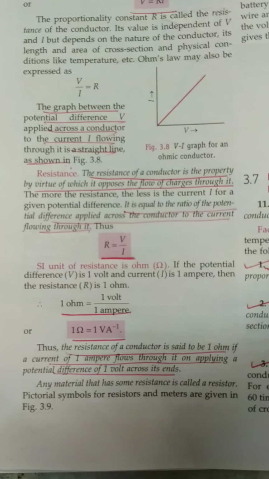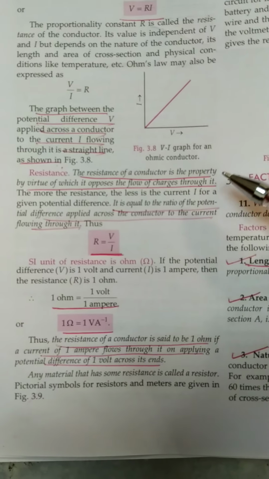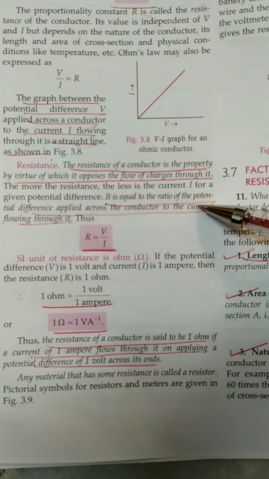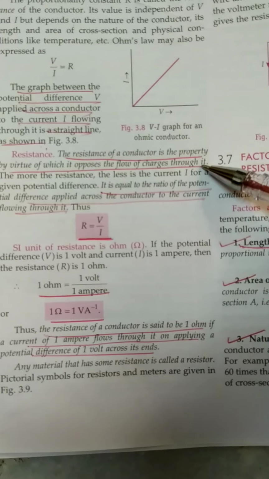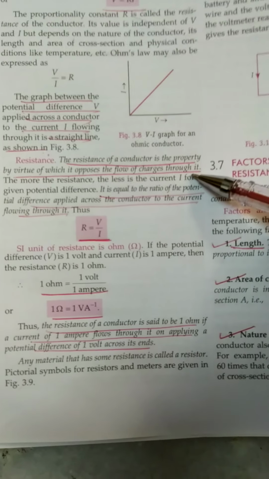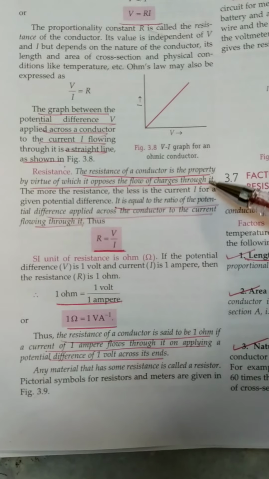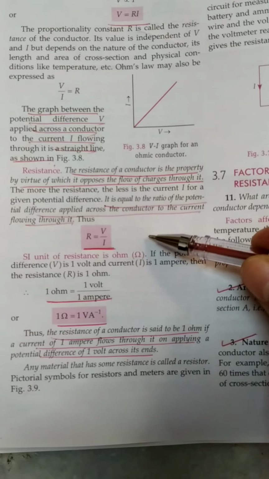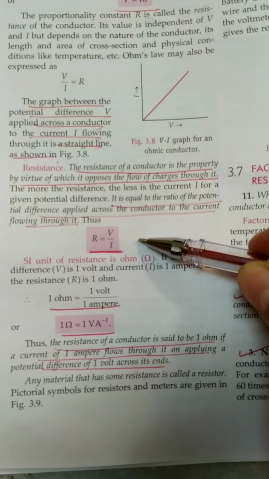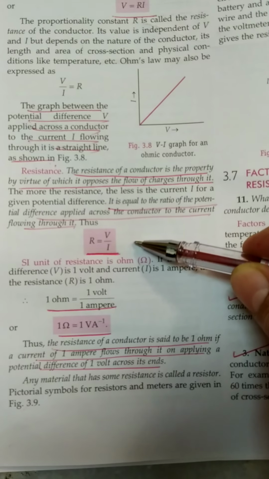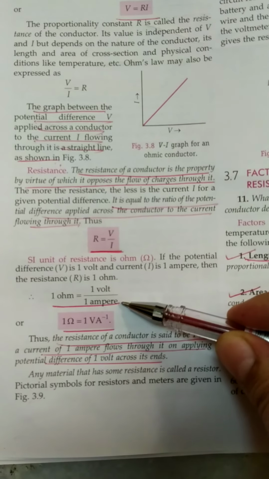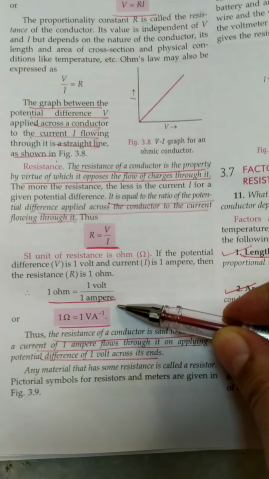Now the next term is resistance. आपको पता है resistance के बारे में? Resistance is the property by virtue of which it opposes the flow of charges through it. Means resistance, in simple words, is the opposition to the flow of current. Mathematically, its formula is R is equal to V upon I. R is resistance, V is potential difference, I is current. The SI unit of resistance is ohm. 1 ohm is equal to 1 volt upon 1 ampere.